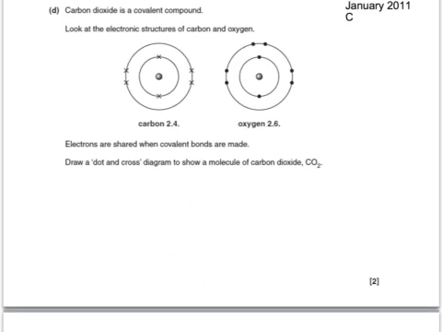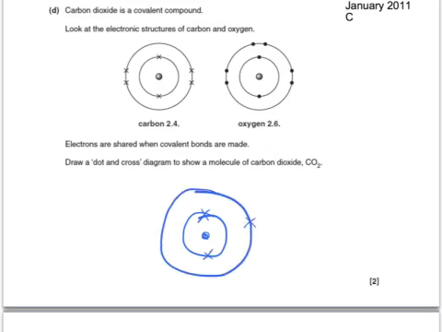Here for carbon dioxide, electrons are shared when covalent bonds are made. Draw a dot and cross diagram to show the molecule of carbon dioxide. This is the harder one. So we start off with a central carbon atom, which has got 1, 2, and then they've kind of helped us by putting these electrons on the outside, 3, 4, 5, 6 electrons, and that's going to overlap with an oxygen. So here's my oxygen atom, there's my carbon.